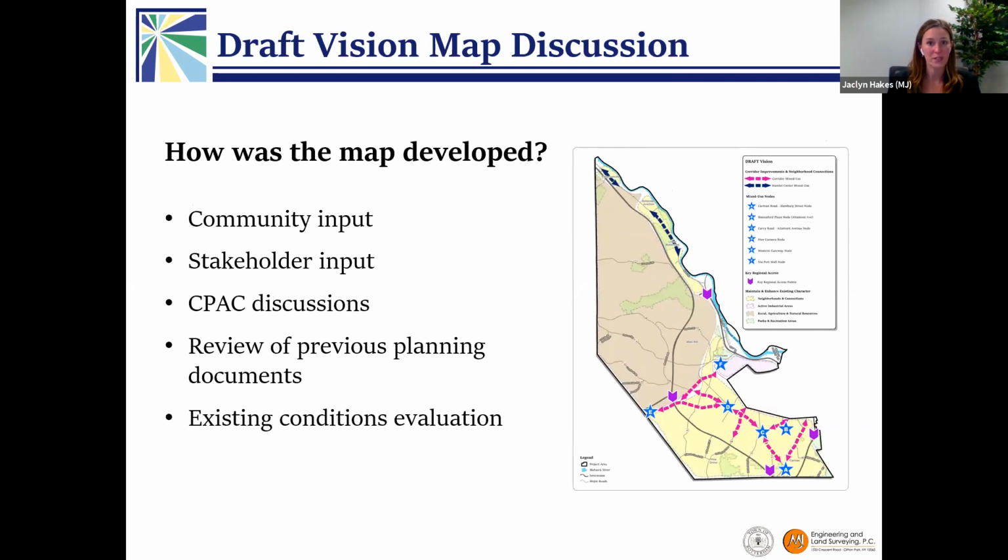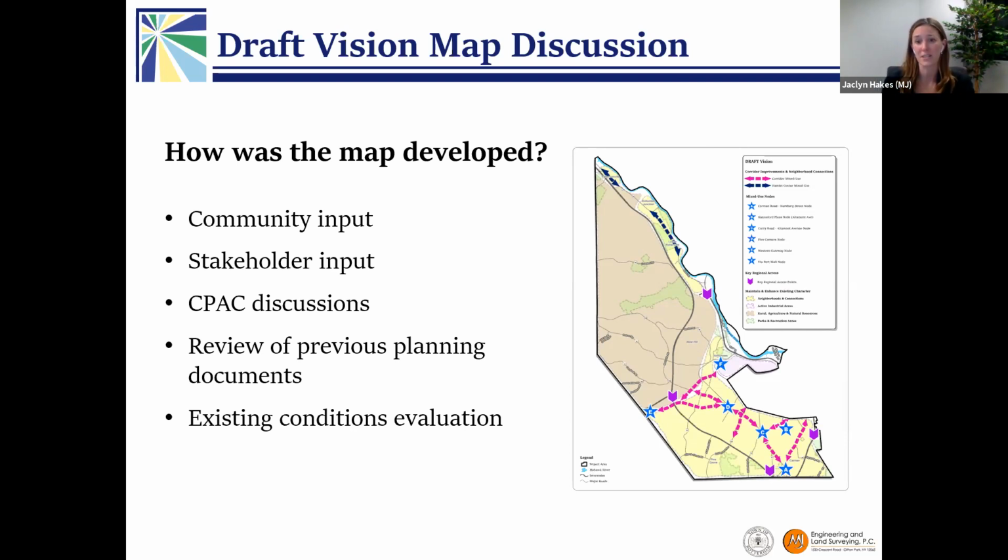Similar to the vision itself, as well as the goals, this vision map was developed through community input, all of the variety of community engagement activities that we've already discussed, through stakeholder input, discussions with your committee, the Comprehensive Plan Advisory Committee, as well as a review of previous planning documents. And I do want to state that while it has been some time since the town has updated its comprehensive plan, you as a community have engaged in planning exercises and planning processes throughout that time period. And so we wanted to make sure to incorporate all of that work in our review.